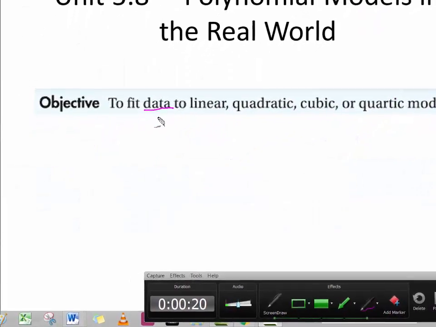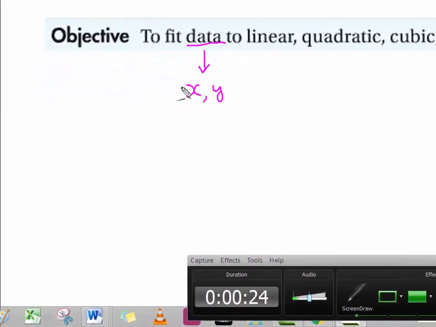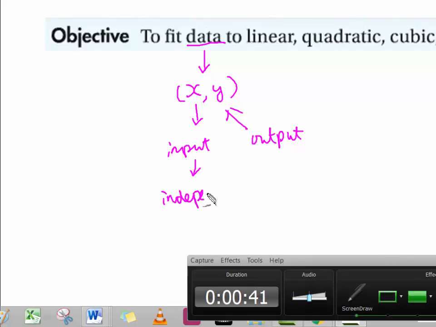And the data here means a relationship between x and y, where x is the input and y is the output. Or sometimes we call it independent variable and dependent variable.